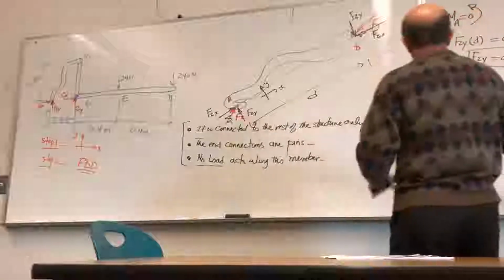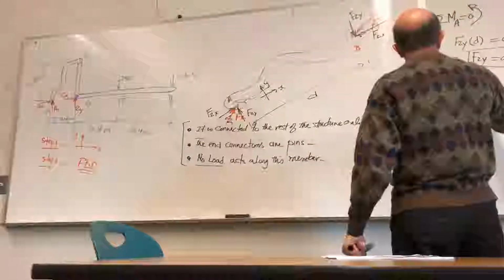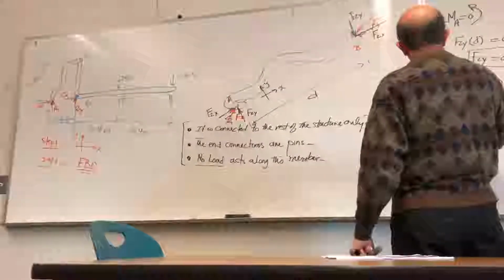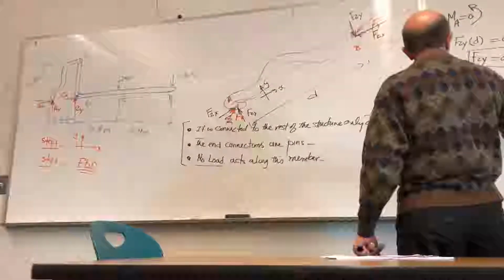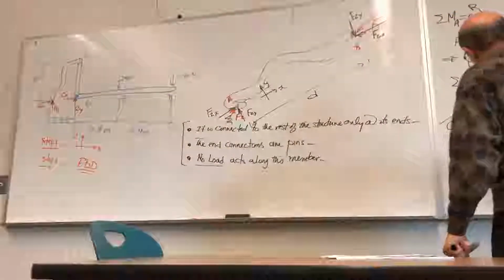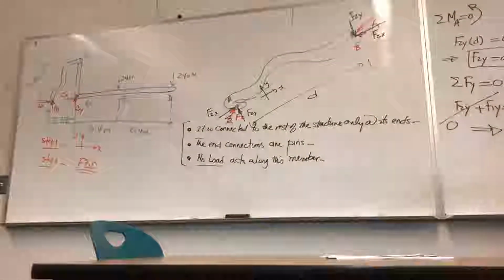So next equation of equilibrium, summation of forces along y is equal to 0. That'll give me F2y plus F1y is 0. This is 0, so this means what? F1y is also 0.